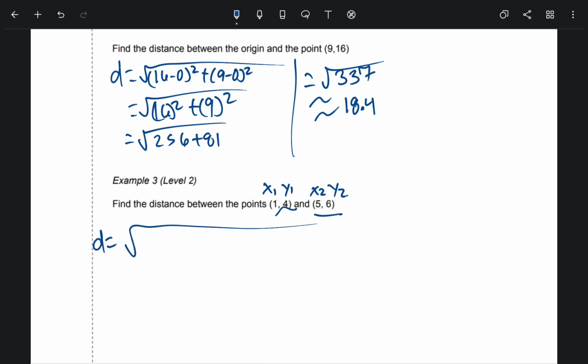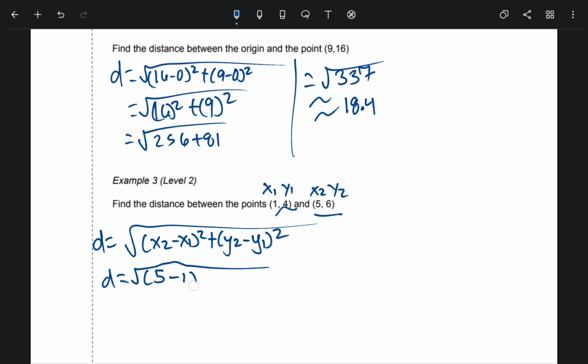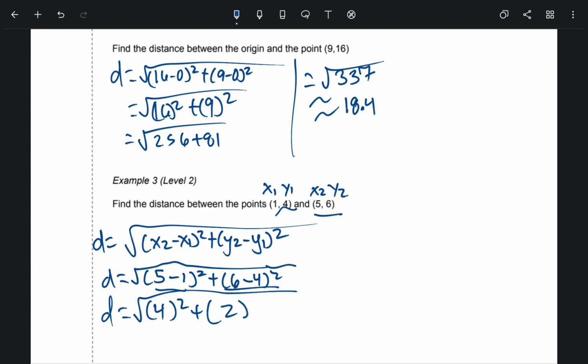Remember, our formula is d equals the square root of (x2 minus x1) squared plus (y2 minus y1) squared. So we're going to go ahead and start plugging these in. x2 is 5 minus x1 is 1, square that, plus y2 is 6 minus y1 is 4, square that. Now work from the inside out. So 5 minus 1 is 4. 6 minus 4 is 2. Square that.